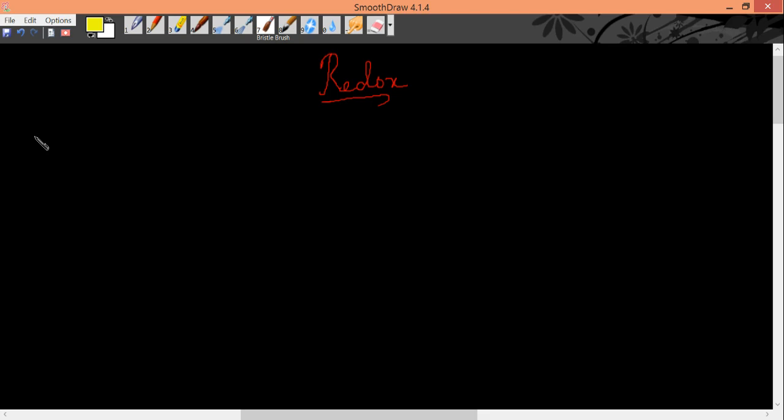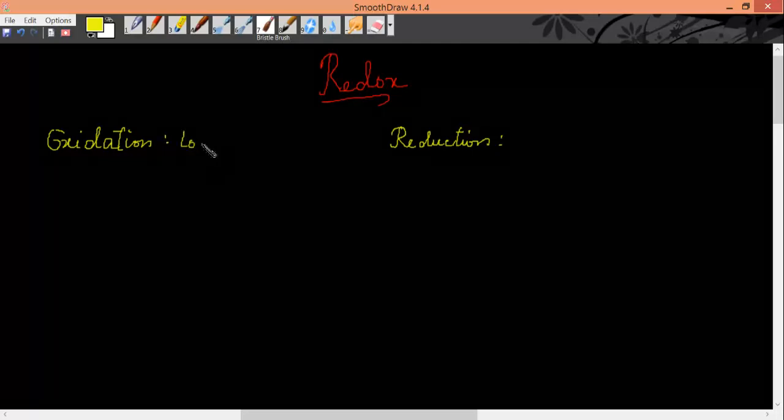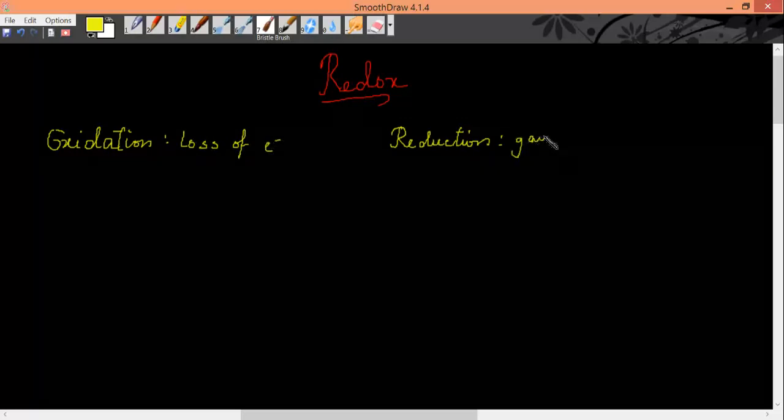Today I will teach you a very important and interesting chapter in chemistry which is redox. Redox is nothing but oxidation and reduction. Oxidation is loss of electron and reduction is gain of electron.